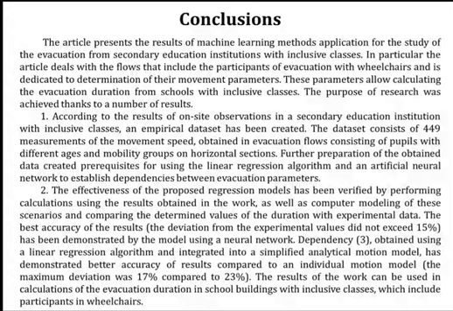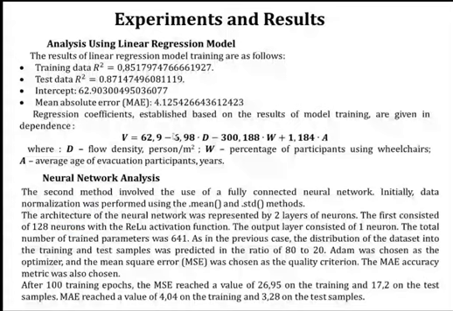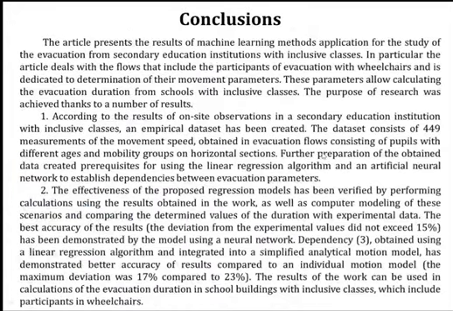The best accuracy of the results, with deviation from the experimental values not exceeding 15%, has been demonstrated by the model using a neural network. Dependency 3, which is here, obtained using a linear regression algorithm and integrated into a simplified analytical motion model, has demonstrated better accuracy of result compared to an individual motion model. The maximum deviation was 17% compared to 23%.